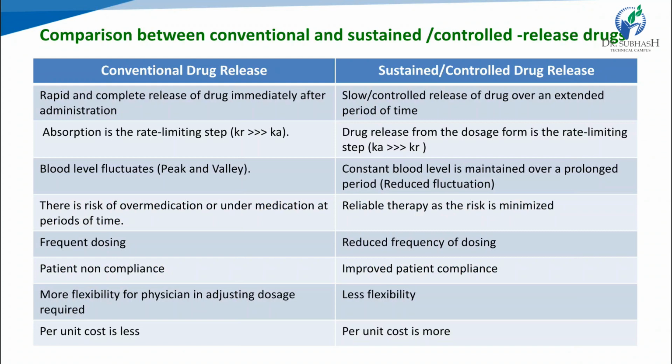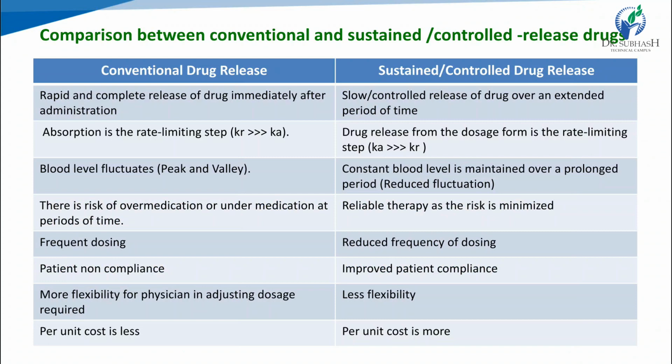As compared to conventional, in sustained or controlled release we take a single dose in the day, so it is reliable therapy as the risk factor is minimum. In conventional drug release, we require frequent dosing. We already saw that drug dosing frequency depends on the half-life. If the drug half-life is shorter, we require frequent administrations and numerous doses, whereas sustained controlled release reduces the frequency of the drug. In conventional we do not get good patient compliance, as compared to sustained and controlled release, where we get better patient compliance.